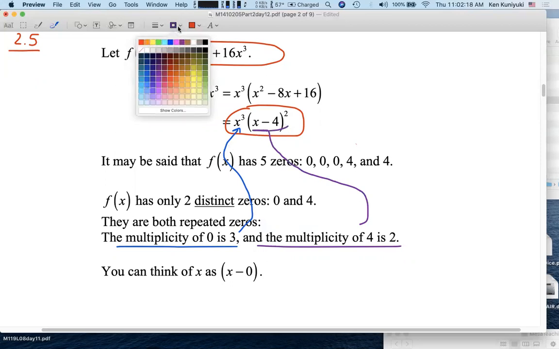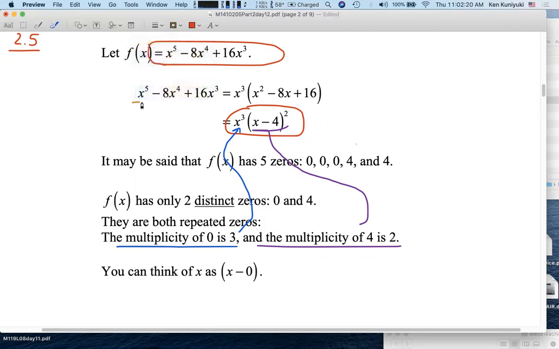Notice the leading term is x to the fifth. Based on this information, sketch the graph of y equals f of x. I'll give you 20 seconds.